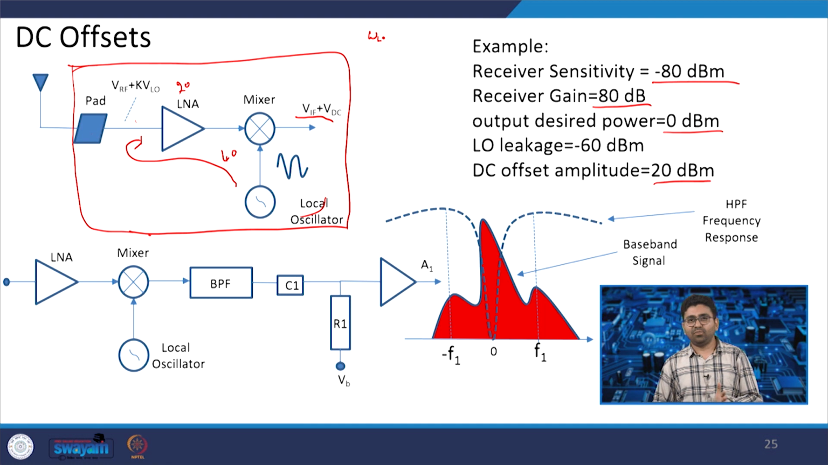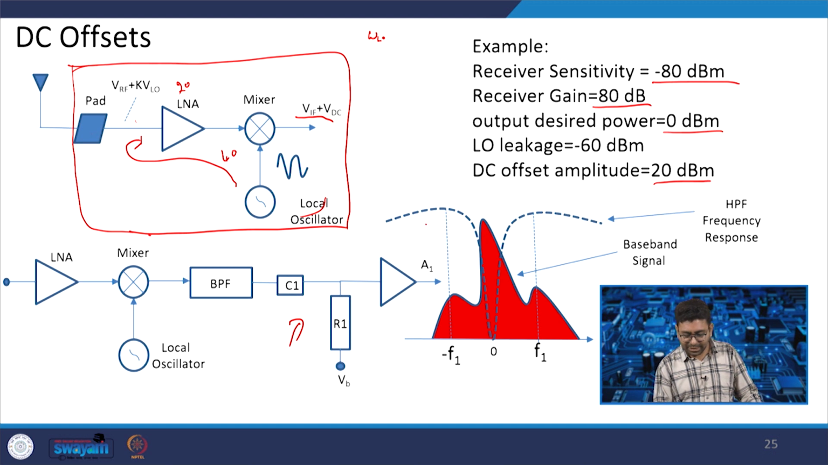So, we need to be careful while designing the direct conversion receiver, and there are many publications you will find on how to overcome the problem of DC offset. One way we can overcome the problem of DC offset is by using a high pass filter. So, this is a high pass filter.